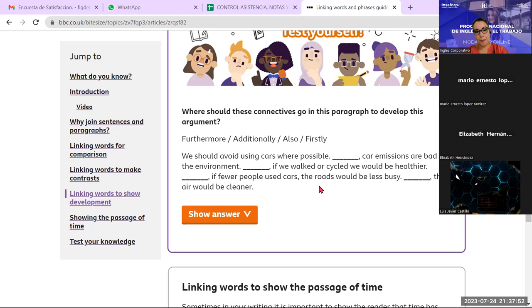We should avoid using cars where possible. Firstly, car emissions are bad for the environment. Additionally, if we walked or cycled we would be healthier. Furthermore, if fewer people used cars, the roads would be less busy and so the air would be cleaner.